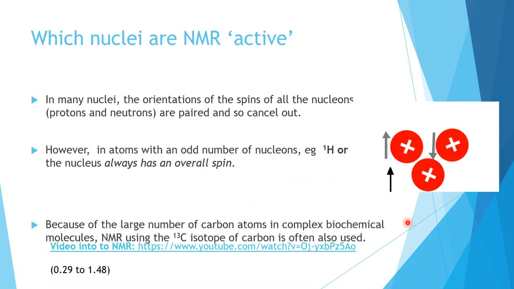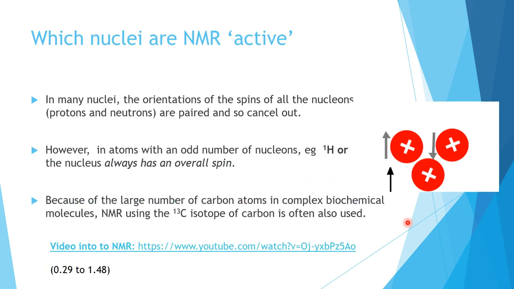So not every nucleus is magnetically active. They have to have an uneven number of nucleons. A proton will always have an overall spin because it only has one nucleon, so it will always be magnetically active.